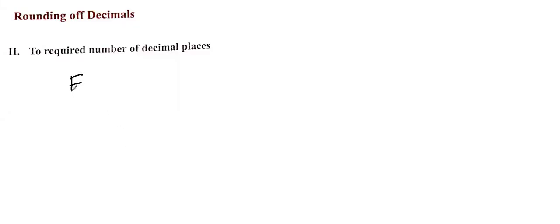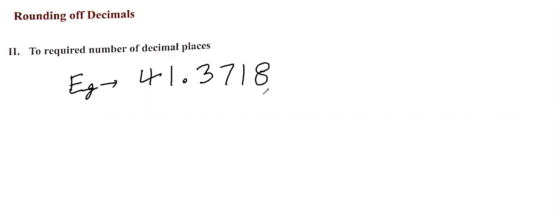Okay, so let me take one example, rounding off decimal to required number of decimal places. So let me take one example of 41.3718. I want to round off this to some decimal place. Now how many digits does this number have after the decimal point? It has 4 digits. This is 1, this is 2, this is 3 and this is 4.